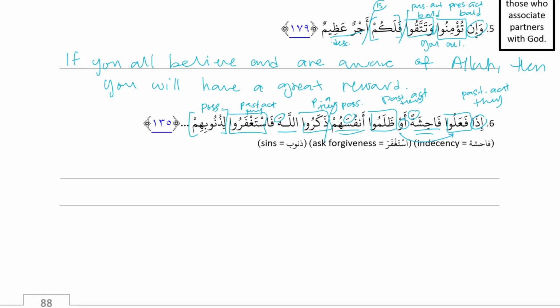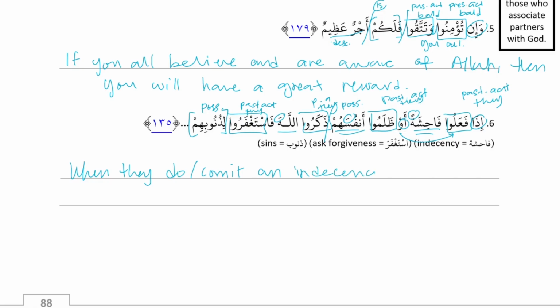إذا. Okay, if, when. When, إذا is when. They did. So إذا pushes, remember the rule about translating إذا, it pushes in the present or future in terms of meaning. So when they do, not did. So when they do. An indecency, I guess, or commit an indecent act. When they do or commit an indecency.